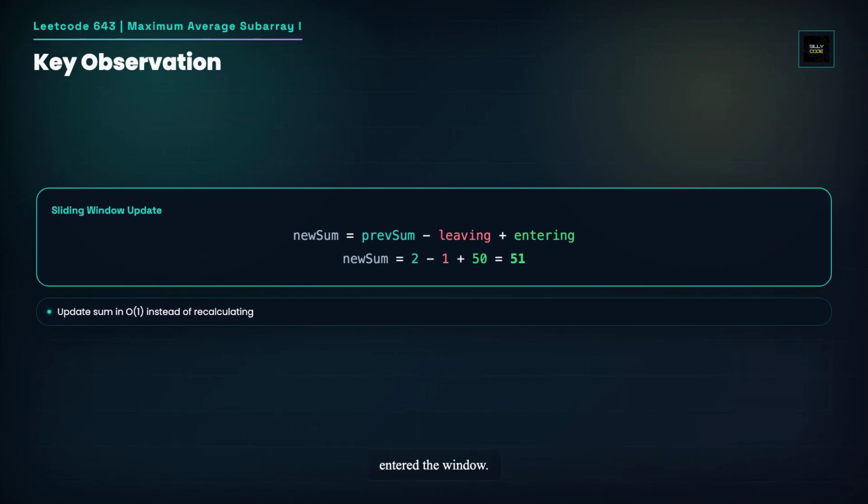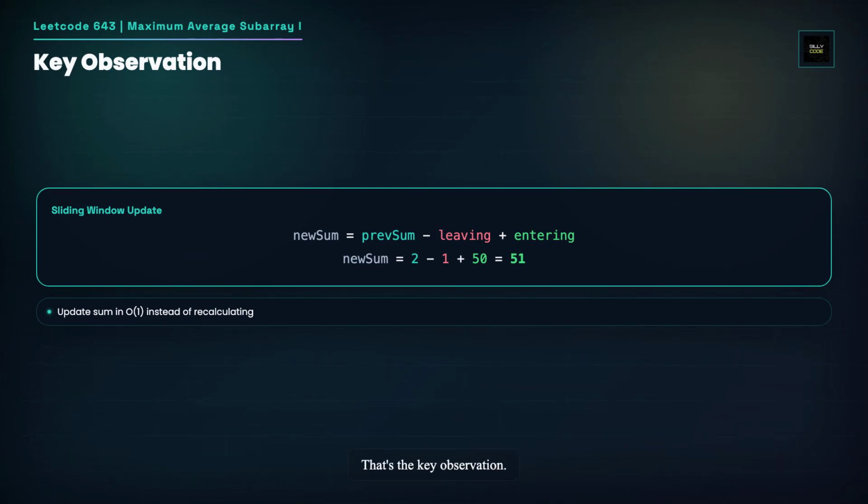So instead of adding all 4 numbers again, we can simply update the sum. Take the previous sum. Subtract the number that's leaving. Add the number that's entering. And now we have the new window's sum. No repeated calculations. No unnecessary additions.